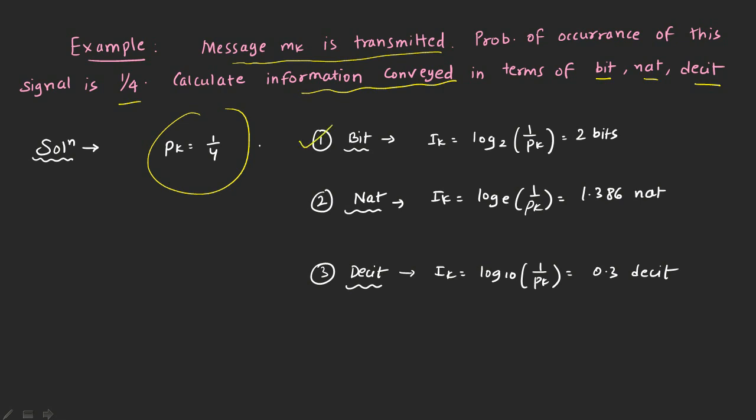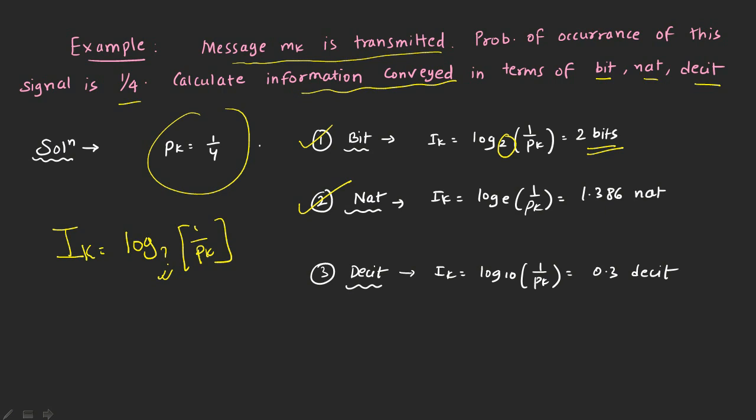First, if you need the information in bits, your base should be 2. The formula remains the same. I will write the general formula. Ik is equal to log something of 1 by pk, and that something depends on the unit. They said first in bits, so we take base 2. We took the base 2 and solved that, and we got 2 bits.